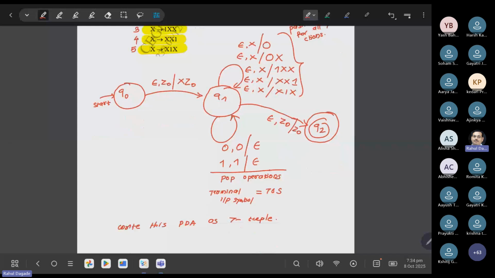Now Q1 null Z0, so it goes to Q2 null Z0. That is acceptance by final state. All right. You can show this with the stack, and if it is asked to do instantaneous description, then what you have to do?